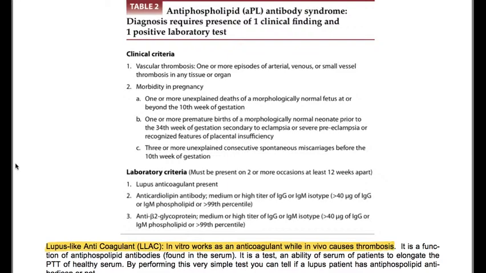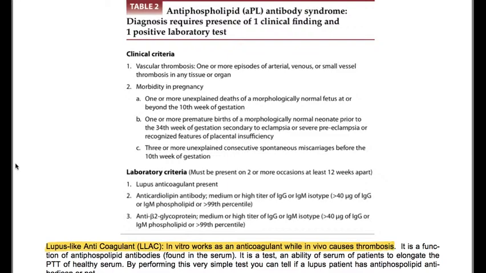Laboratory criteria must be present on 2 or more occasions at least 12 weeks apart: lupus anticoagulant present, anticardiolipin antibody, which can be medium or high titer of IgG or IgM isotype, and anti-beta-2 glycoprotein, medium or high titer of IgG or IgM isotype. For diagnosis, we need to have one clinical finding and one positive laboratory test.